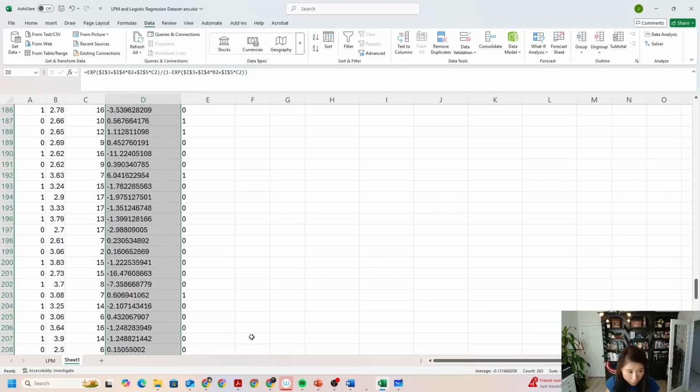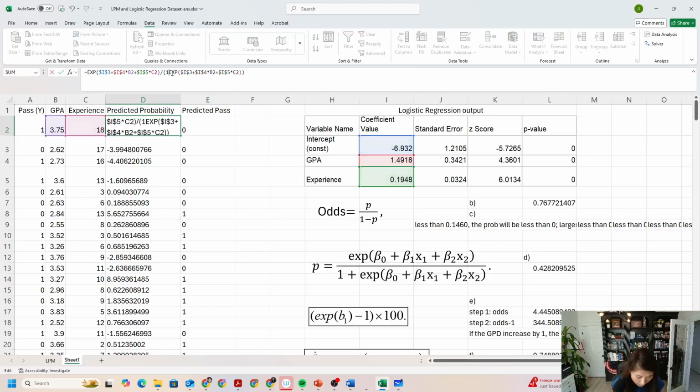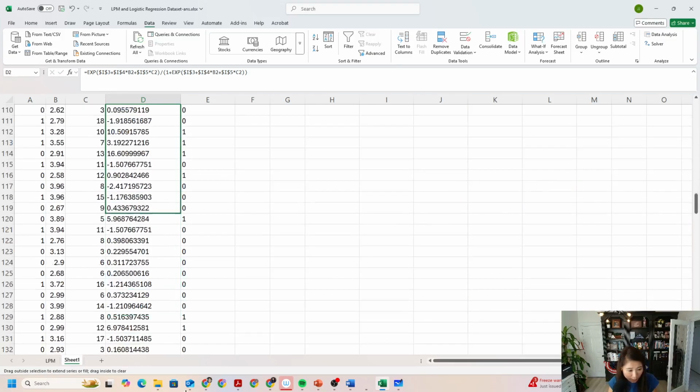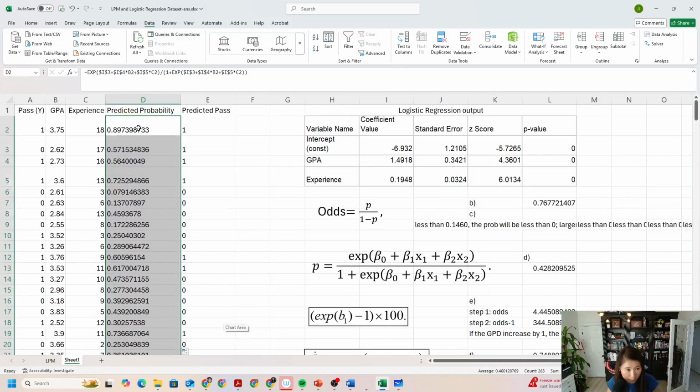After I do that, as you can see, the predicted probability, sorry, instead of minus, I should use plus. Somehow I made a typo. That's why we got negative values. So it should be plus. Okay, let me drag it one more time. Now I'm able to obtain all the probabilities.